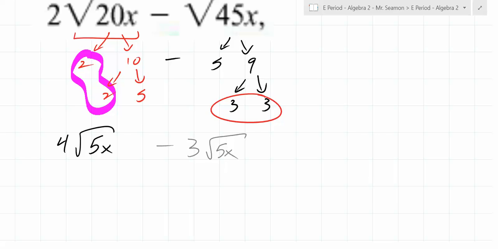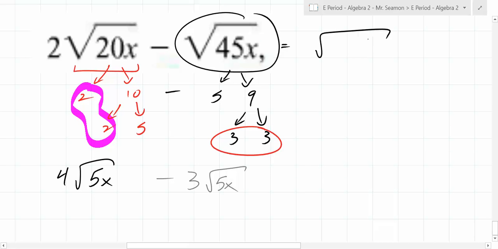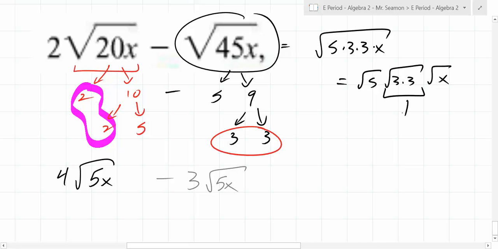Well, you can't multiply those two threes. You do, but the whole point is that this thing right here, Nick, is equal to the square root of 5 times 3 times 3 times x. And that's equal to the square root of 5 times the square root of 3 times 3 times the square root of x. What is the square root of 3 times 3? 3. So this is 3 root 5 root x. So we put them back together and end up with 3 root 5x.